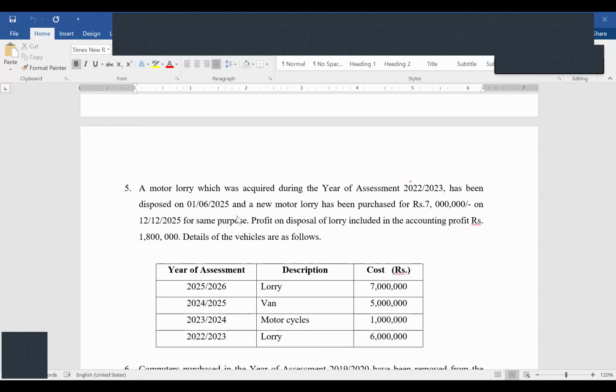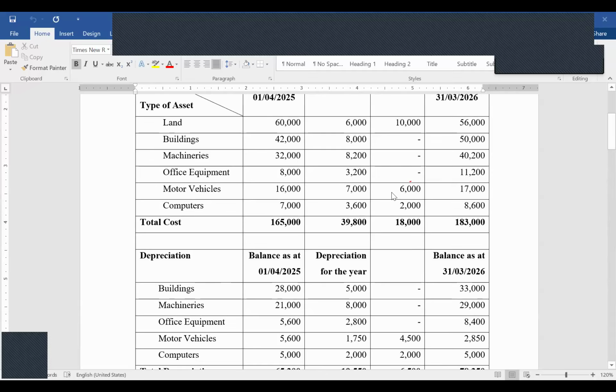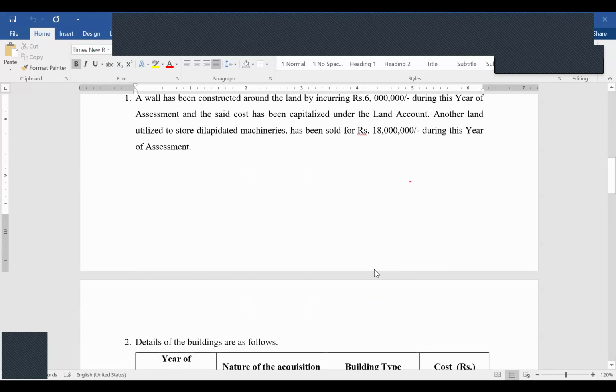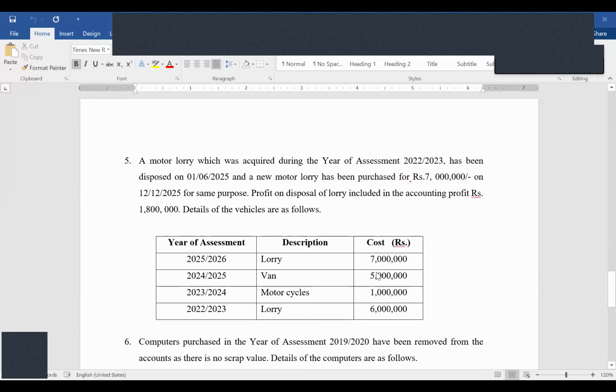So here, we have to check whether we have both values. Here we have given only the cost of the sold asset. It is mentioned in the table. Here you can see that 6 million worth of vehicle was sold during this period. So we should know the sales value of that vehicle, but it is not mentioned. If it is not mentioned, we have to calculate the sales value of that lorry.